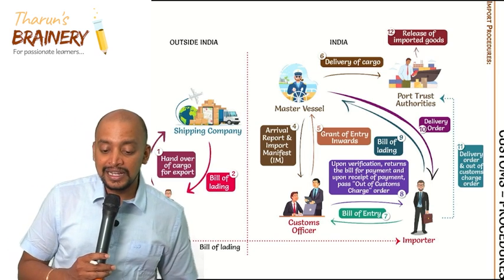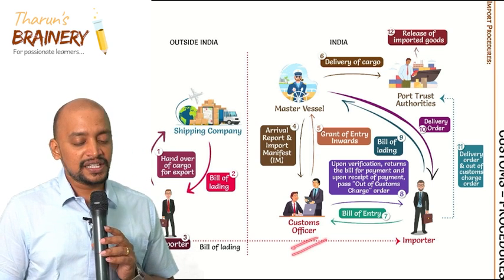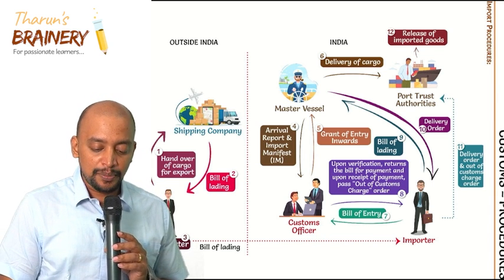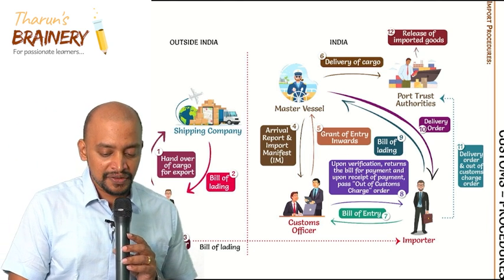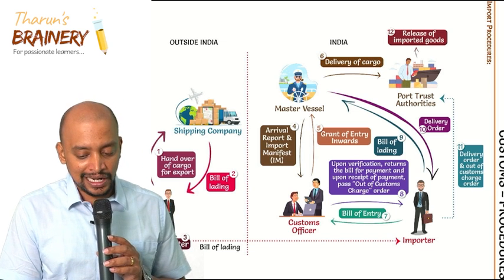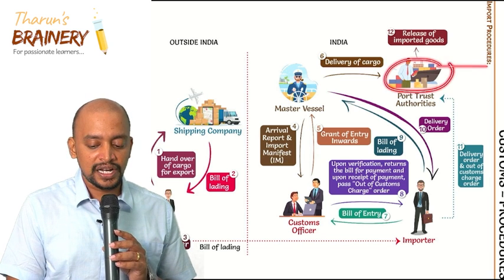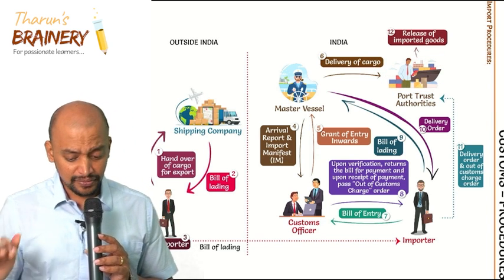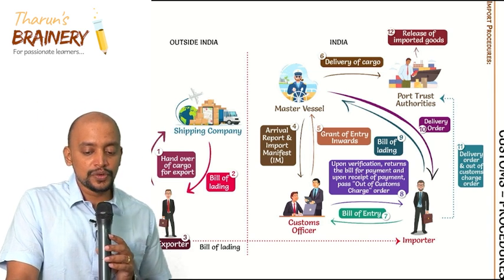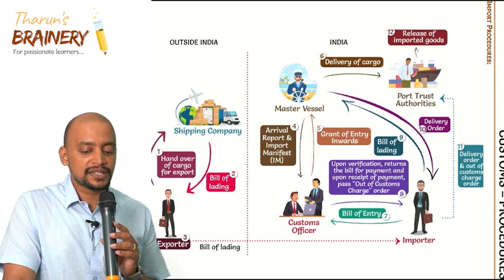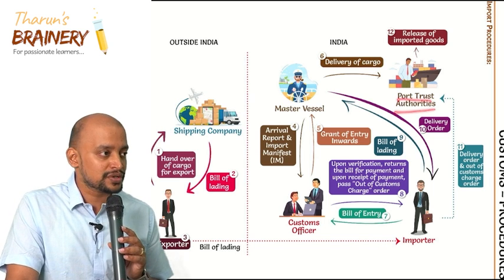That document will contain the list of goods which are there in the vessel. Now customs officer will verify whether these goods are allowed to be imported and will be giving to the master of the vessel grant of entry inwards. Thereafter the master of the vessel will enter into the port in India and deliver the cargo to port trust authorities. The port trust authorities will keep those goods in India, in the port. Now, with this, the master of the vessel's burden is over. The goods are with the port trust authorities. This person is known as custodian. Custodian is not a customs officer. He is an officer of the port trust authority.